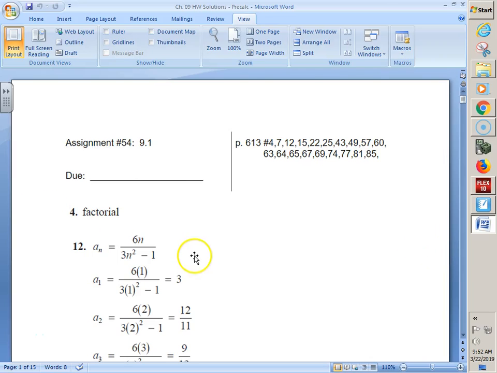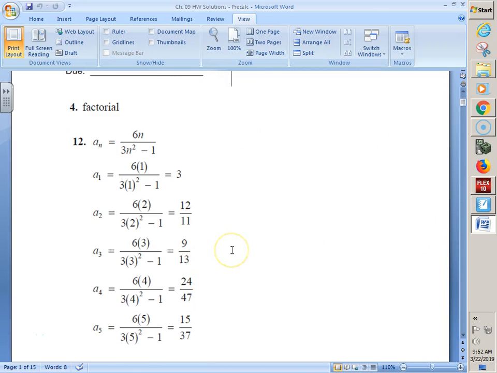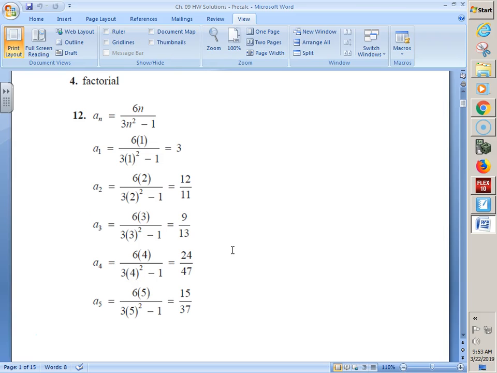9.1. Number 4, just a vocab, factorial. Number 4 was factorial. Number 12, you were just plugging and chugging. Didn't they say find the first 5 terms?